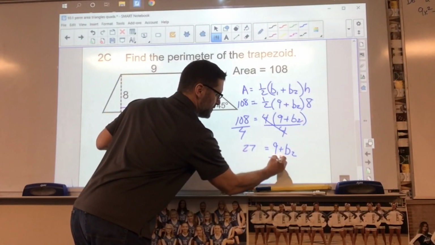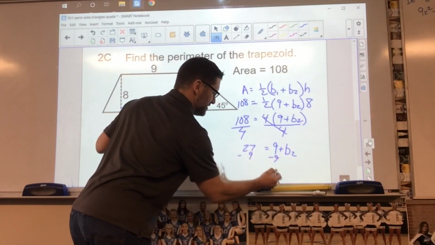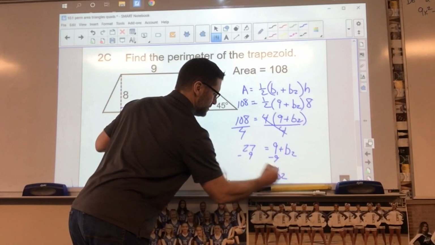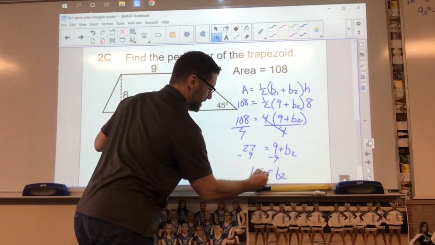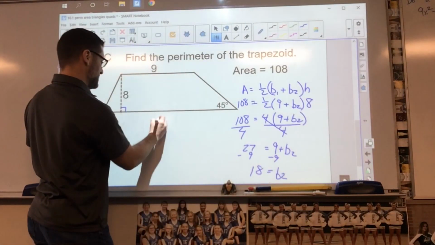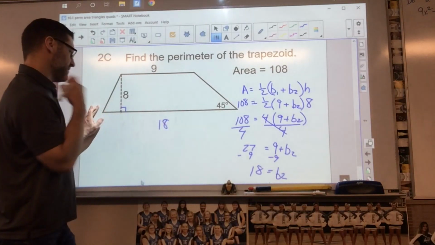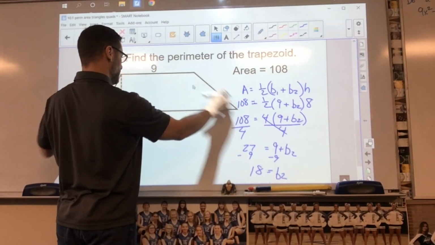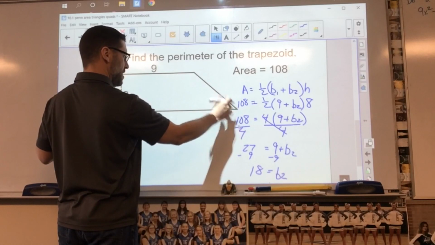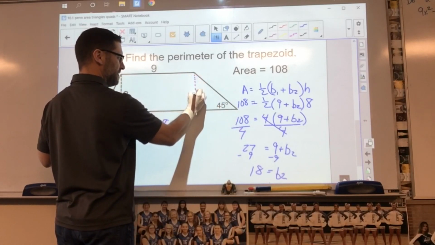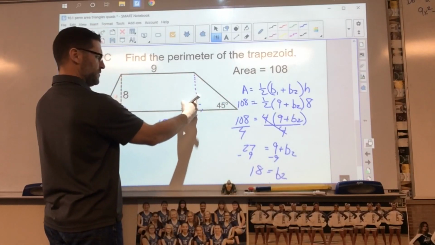27 there. And if I move the 9 over, I get my b2 value is equal to 27 minus 9. I got 18. So I'm going to put 18 down here. Okay, so I know that distance. I still don't know those two. But wait a second. I'm going to dot that in. Those two heights would be the same.